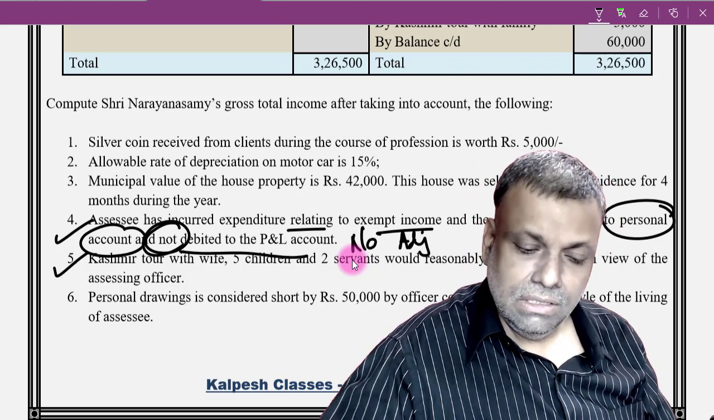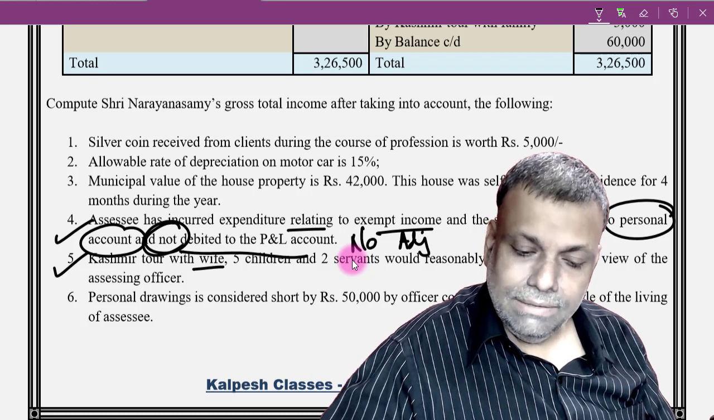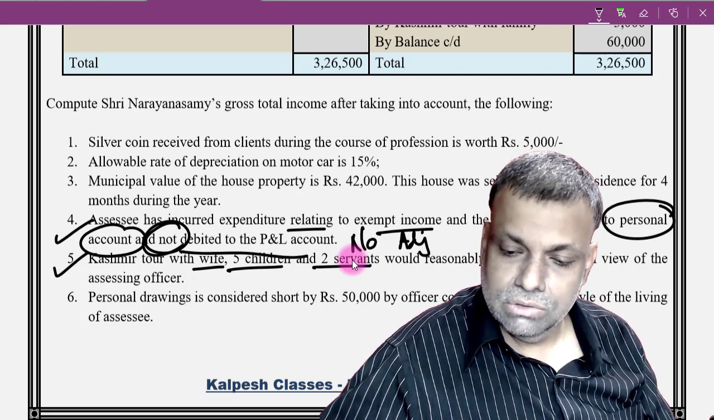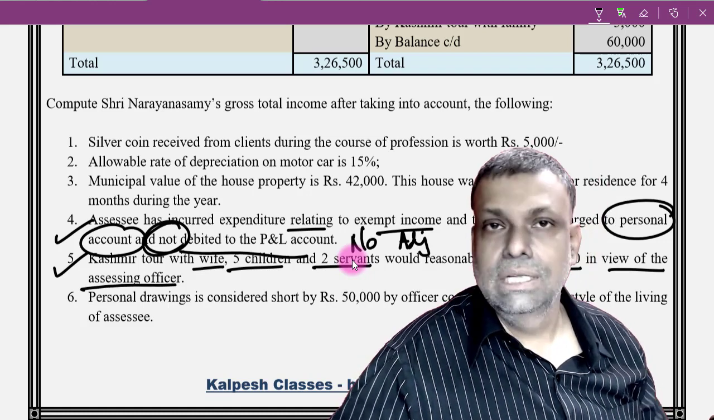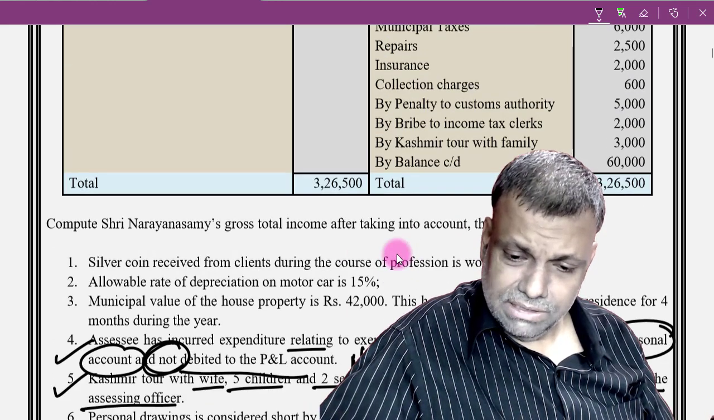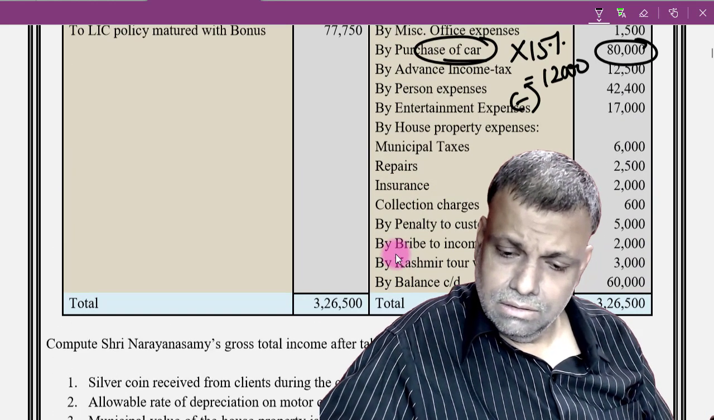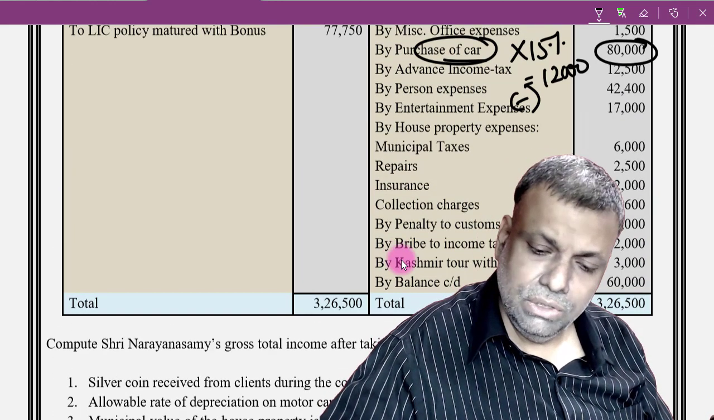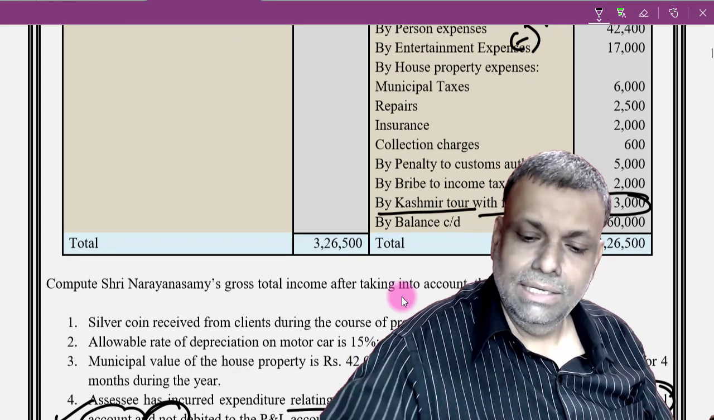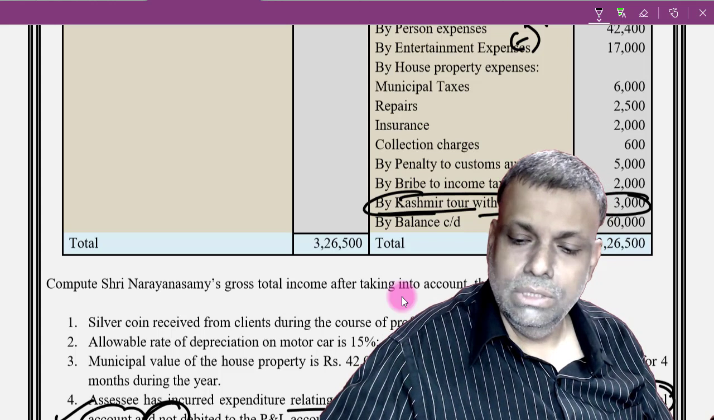Point number 5. Kashmir tour with wife, 5 children, 2 servants would reasonably cost rupees 50,000 in view of the assessing officer. Now, see, he has already spent some money in the question on the Kashmir tour with family, and he is saying that the expenditure is only 3,000.